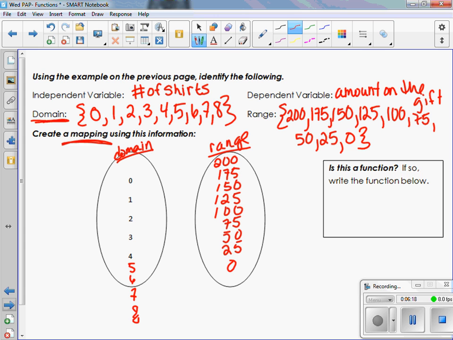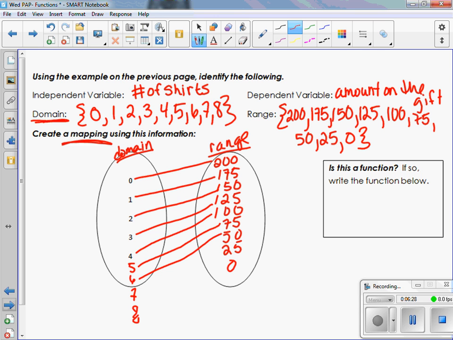And then the way that I show the relationship is by connecting them. You don't have to list them in order. However, it's usually easiest for you and everybody else that's reading it if you do. So I usually try to list mine either in order from least to greatest or greatest to least.